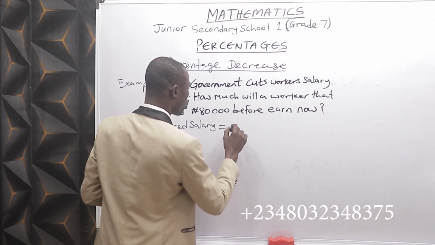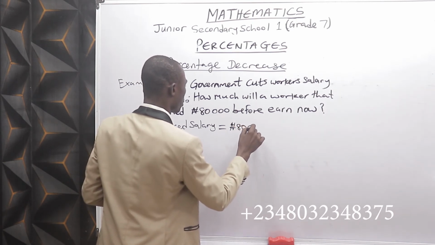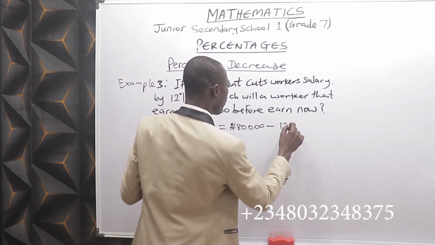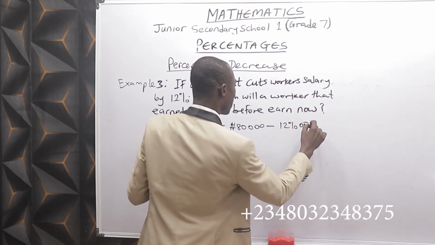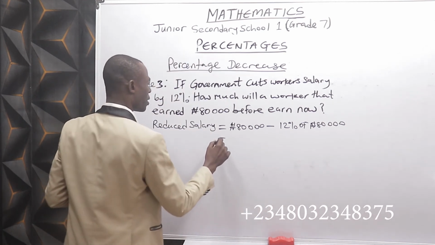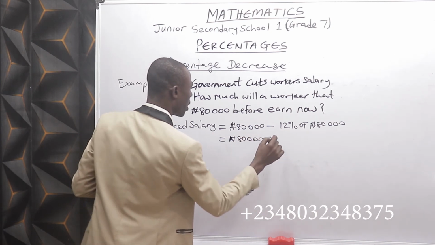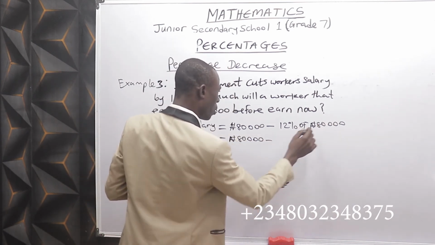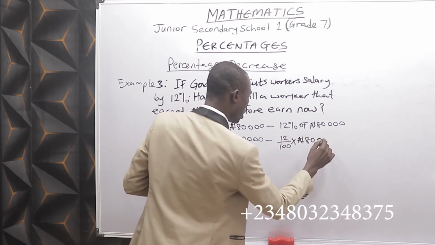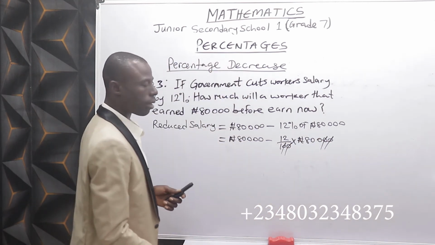Reduced salary will be equal to 80,000 minus 12% of 80,000. That is the second method. So 80,000 minus, what is 12% of 80,000? 12 over 100 times 80,000. So 1, 2, 1, 2. That takes care of it.